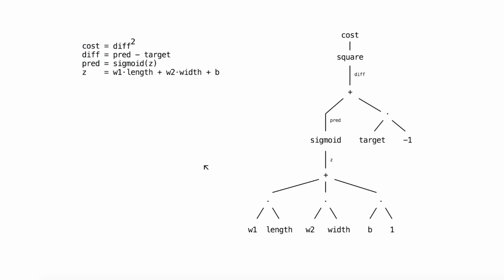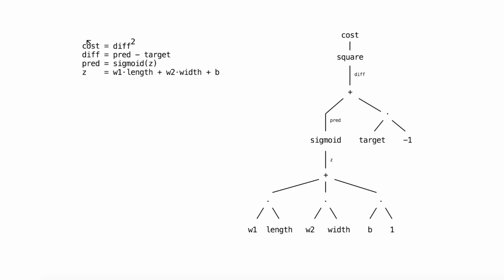Now here's a different way to look at taking the partial derivative. We have our cost here, and I've given intermediate calculations a name. So our cost is the difference squared. The difference is the prediction minus the target. The prediction, you remember, is sigmoid of this weighted sum, which I call z. And z is the weighted sum here, W1 times length plus W2 times width plus B.